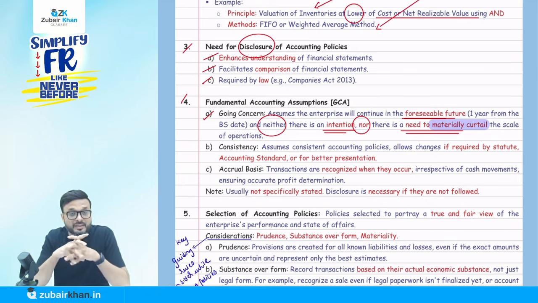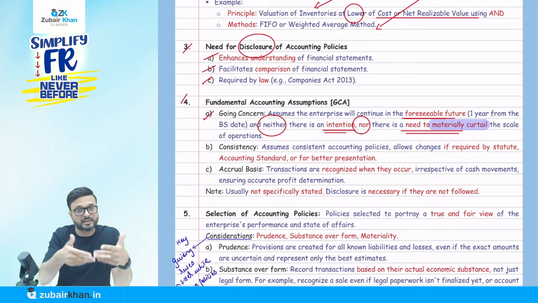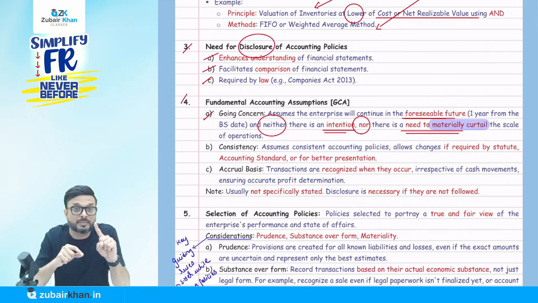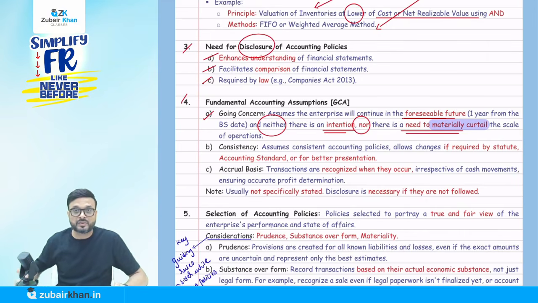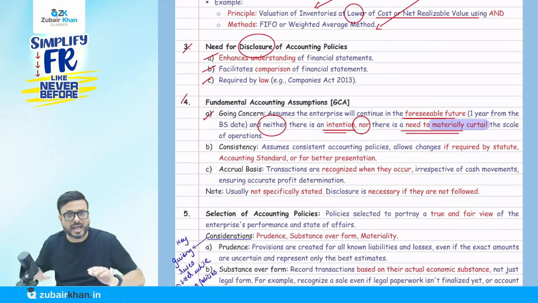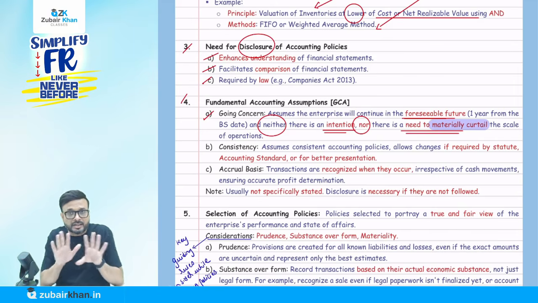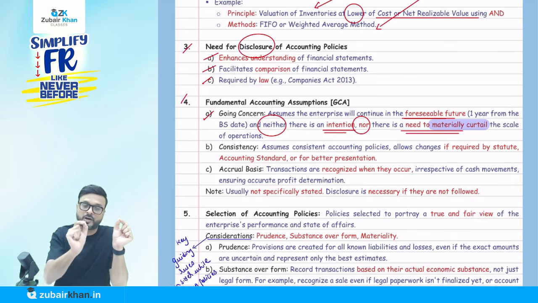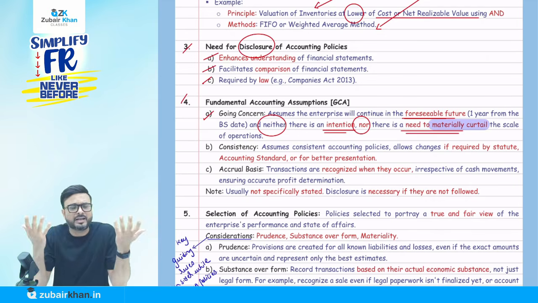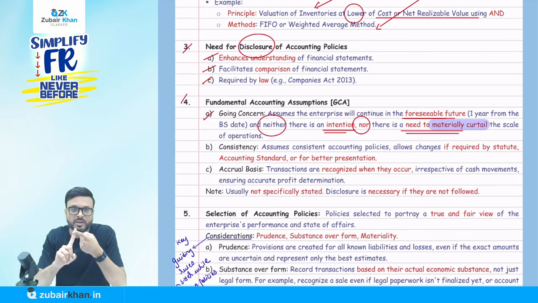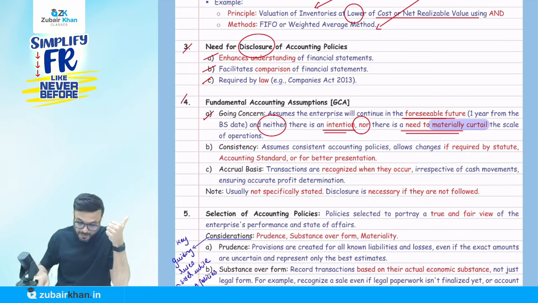So if this is the case, if we are closing it down, then the going concern assumption is not present. But what do you mean by going concern? The enterprise will continue in the foreseeable future, and neither is there an intention nor a need to materially curtail the scale of operation. We don't have any intention or need to do that here, so the going concern assumption is present.